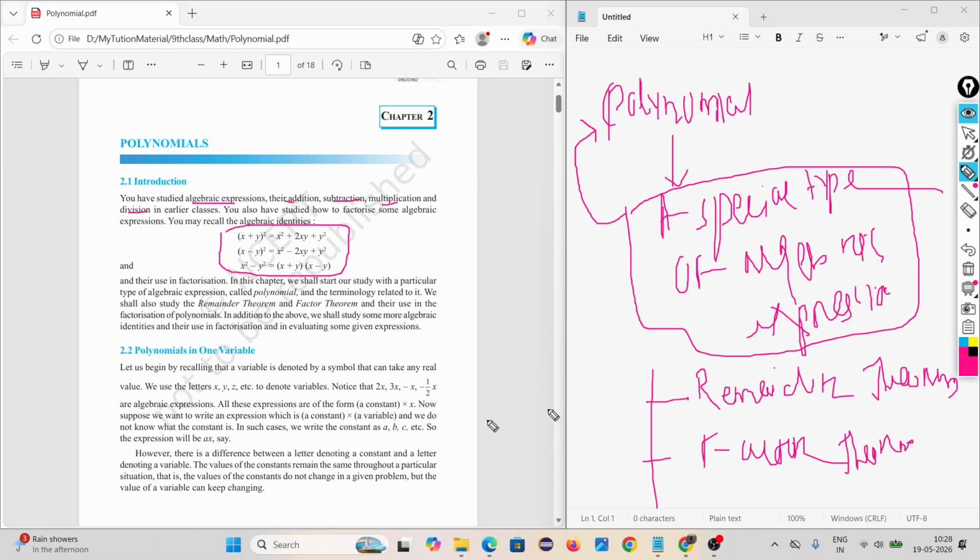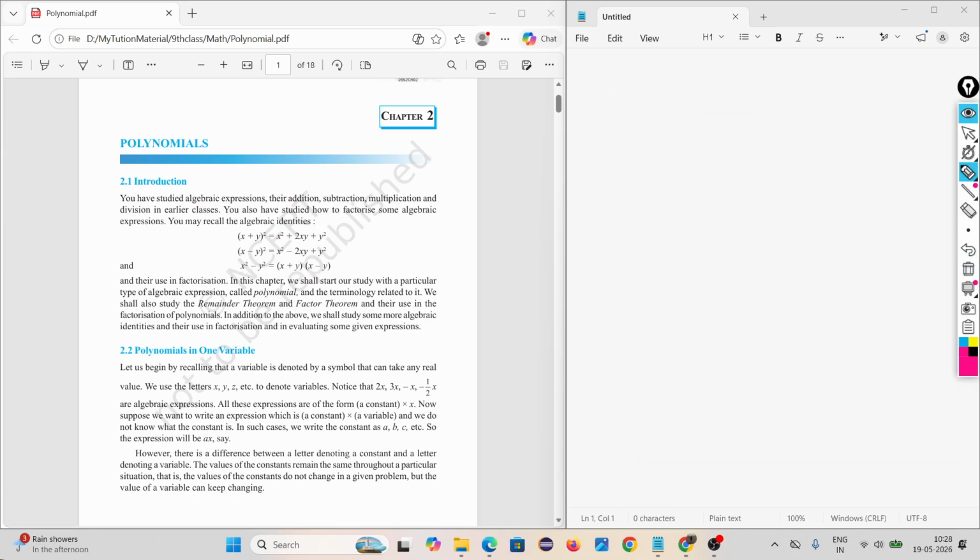Okay, in this chapter we are going to learn. With this we learn two theorems. One is the remainder theorem, one is the factor theorem. Okay, and they are used in the factorization of polynomials. We will see how these two help. Okay, we shall study some more algebraic identities and their use in factorization and in evaluating some given expressions. In addition to these three identities, we will learn several more identities in this chapter.